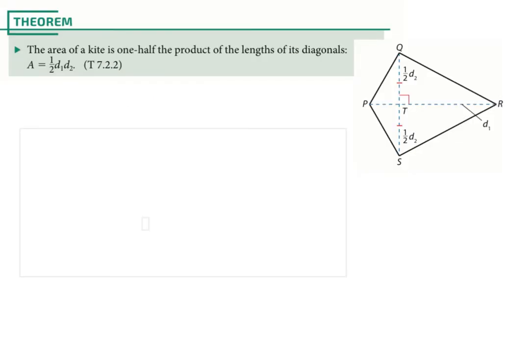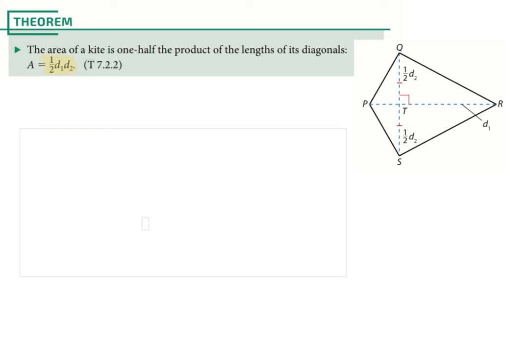Now, a kite also creates two triangles. It's a little bit different, however, with these two triangles, because you have basically half of one of your diagonals. That is your height of each triangle. And then your base is going to be another diagonal. And so you actually use your diagonals here, even though it's still based off of your triangle formula. The formula for a kite is going to be 1/2 your diagonal 1 times your diagonal 2.